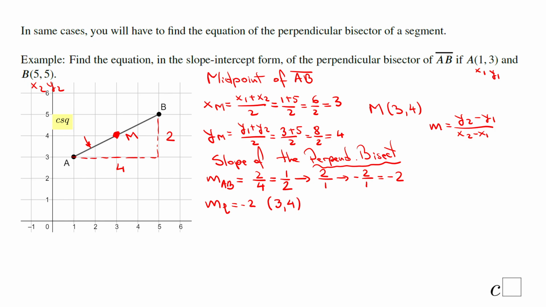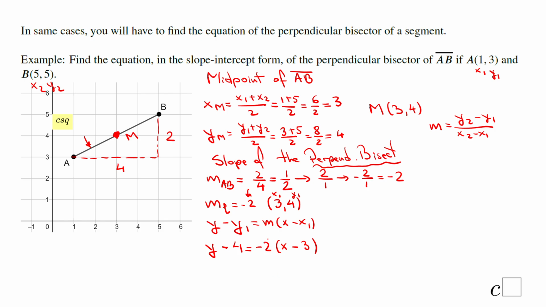So we have two choices, the slope-intercept form or the point-slope form. I'm going to use the point-slope form. y minus y1 equals m times (x minus x1). And we have here y minus, now y1 is this 4, equals m, this is the m, we did it, negative 2, times (x minus x1), this is this 3. This is the point-slope form of the equation of the perpendicular bisector.